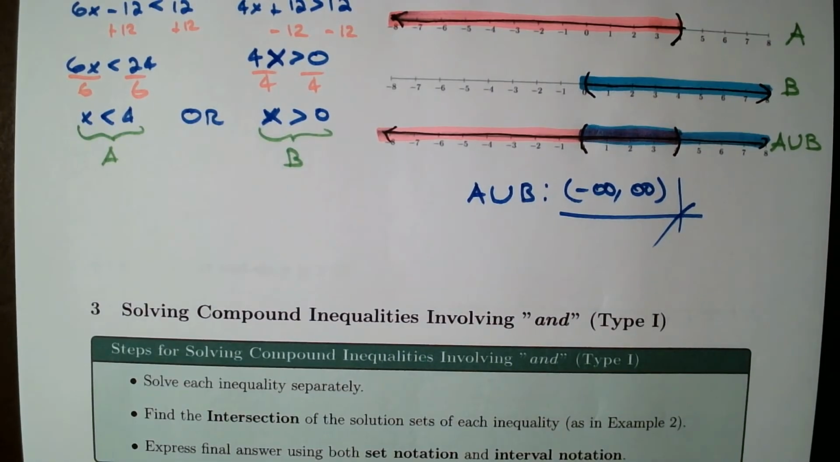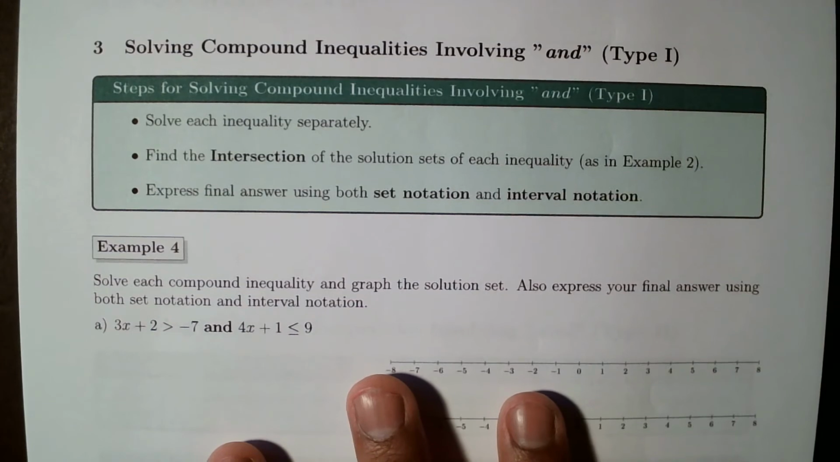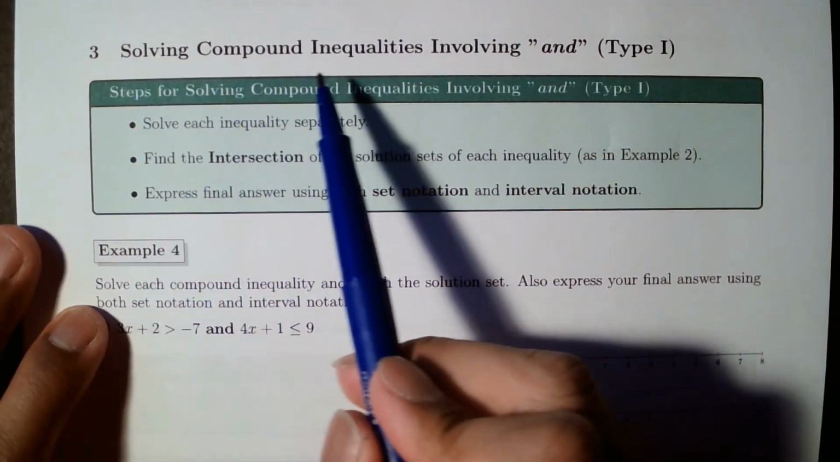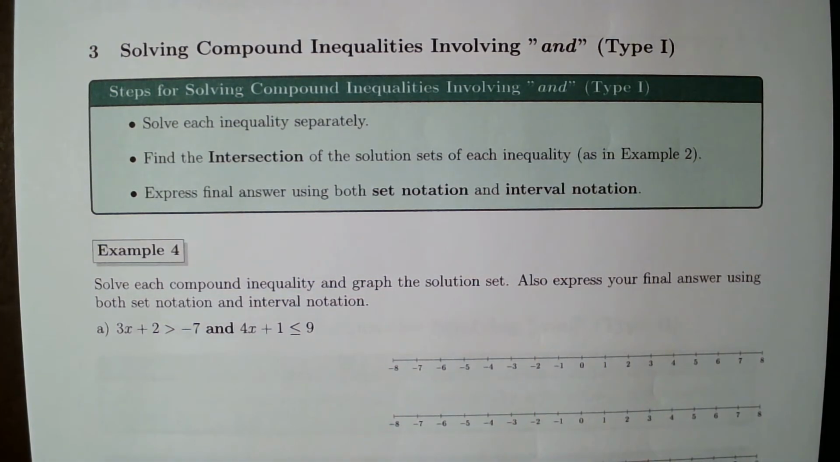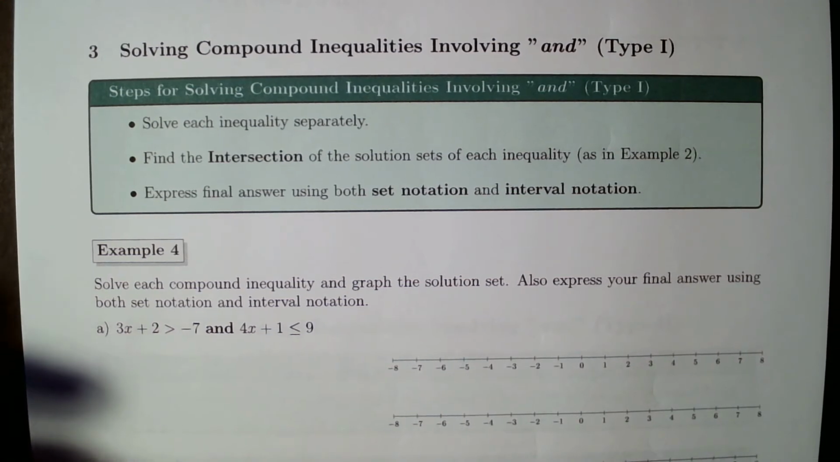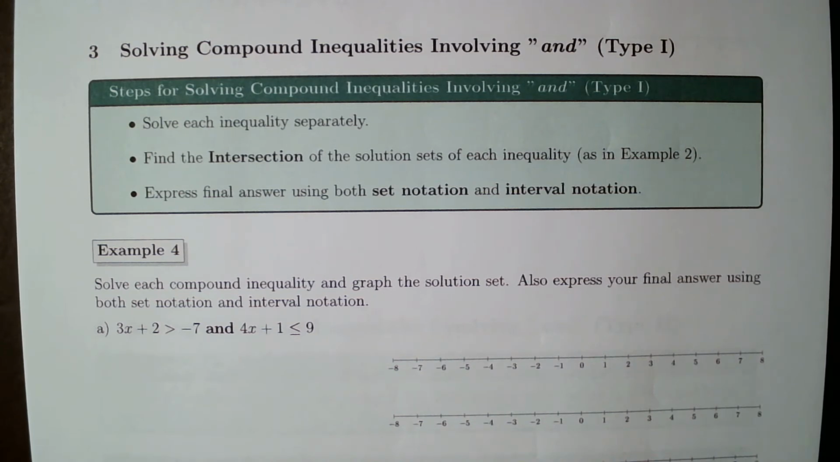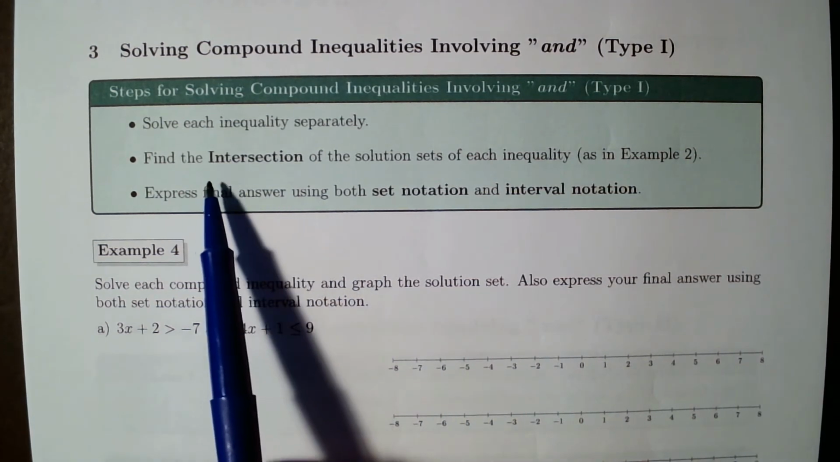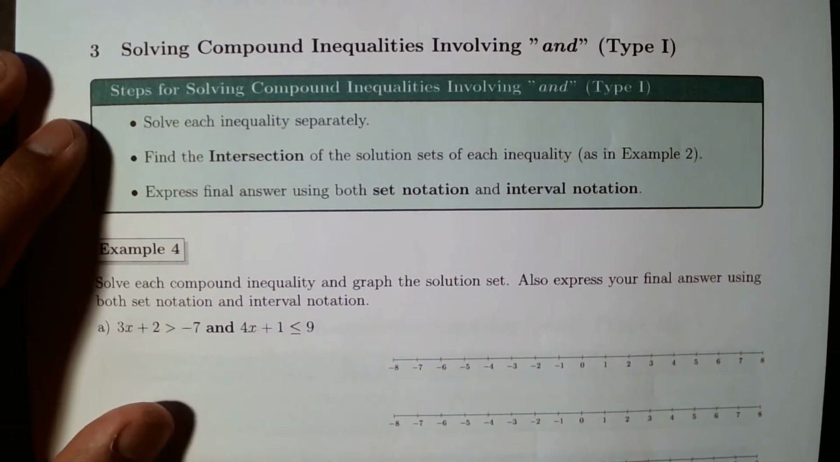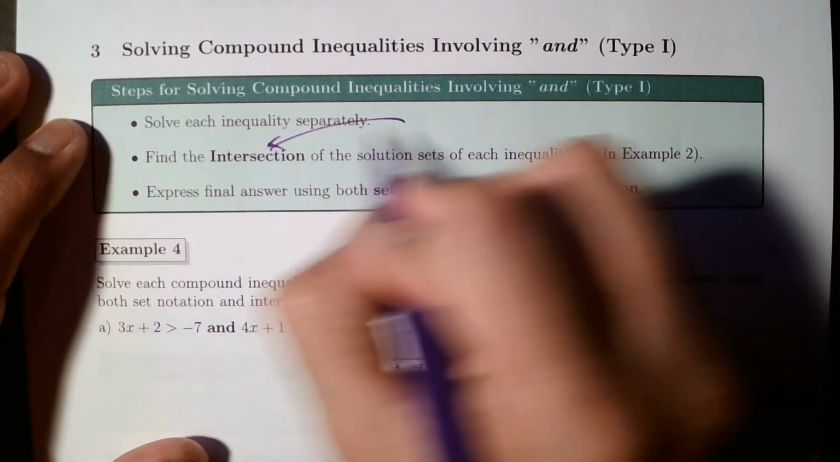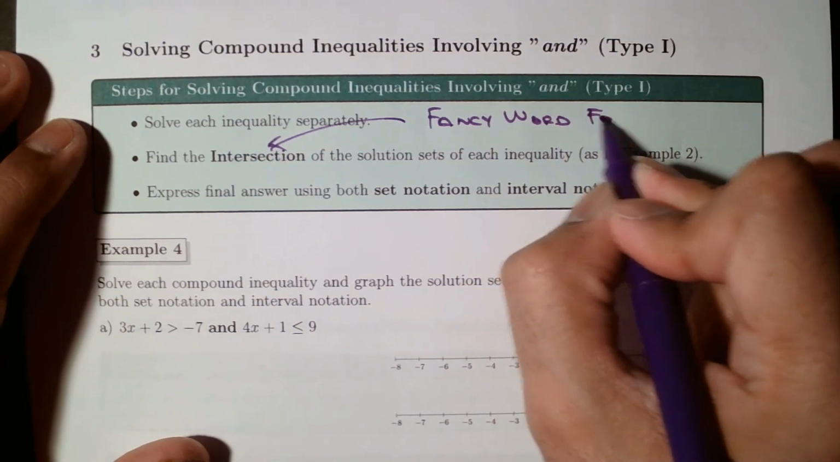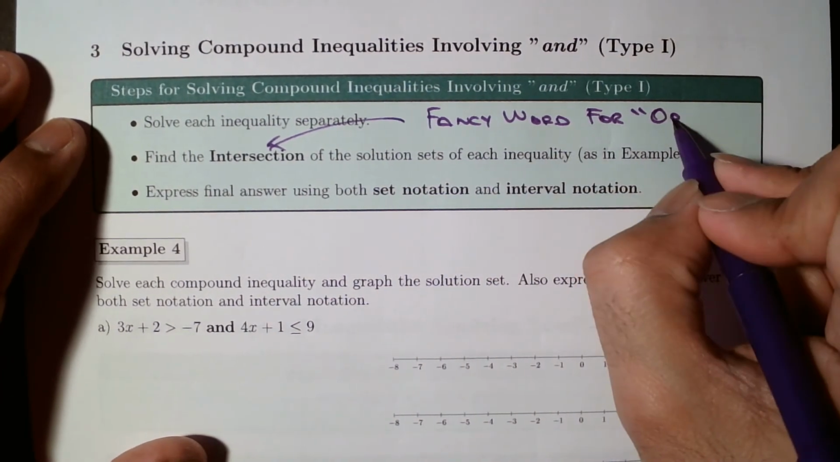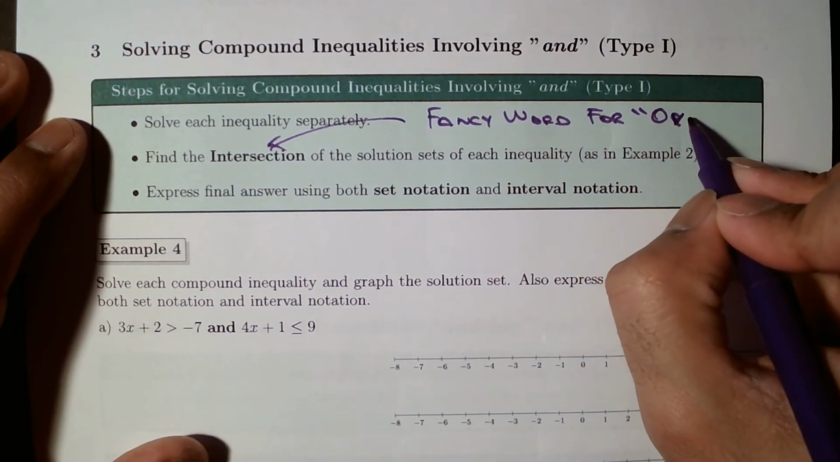All right. Let's move on to a different kind of inequality. Now we're going to solve compound inequalities involving ands. The process will be exactly the same. However, instead of looking for the union of the sets, that is the union of the colors, we're going to look only for the overlaps, that is the intersection. Keep in mind, intersection is simply a fancy word for overlaps. You can think of it as that, overlaps.